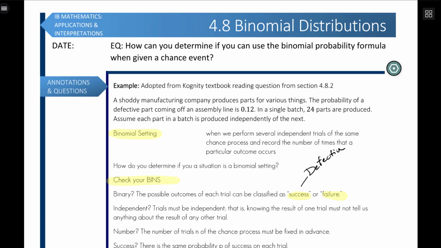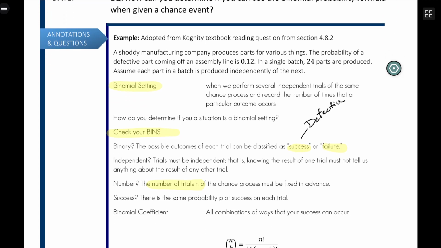The next thing we look at is, are they independent? Does the impact or the outcome of one trial impact the outcome of another? If not, they're independent. We need to see that in binomial probability. Next is n, your number of trials. Are the number of trials n of the chance process fixed in advance? Do we know how many trials we're looking at?